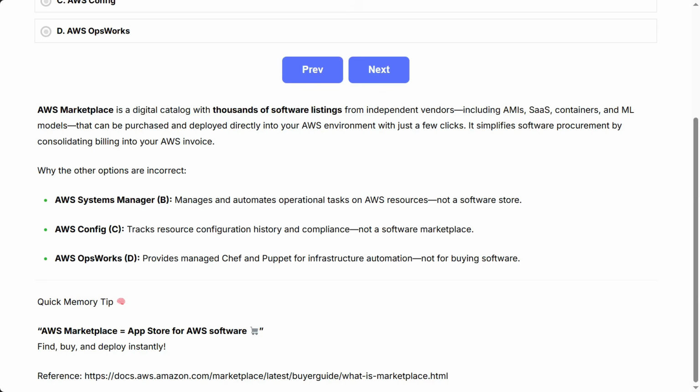Why the other options are incorrect? AWS Systems Manager, B, manages and automates operational tasks on AWS resources, not a software store. AWS Config, C, tracks resource configuration history and compliance, not a software marketplace. AWS OpsWorks, D, provides managed Chef and Puppet for infrastructure automation, not for buying software. Quick memory tip, AWS Marketplace, App Store for AWS software. Find, buy, and deploy instantly.